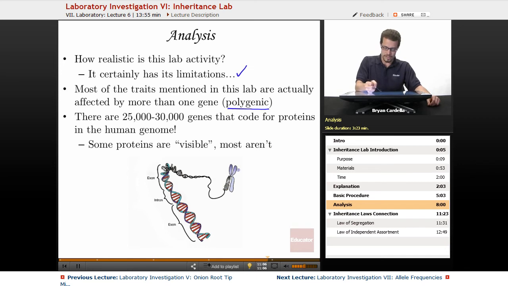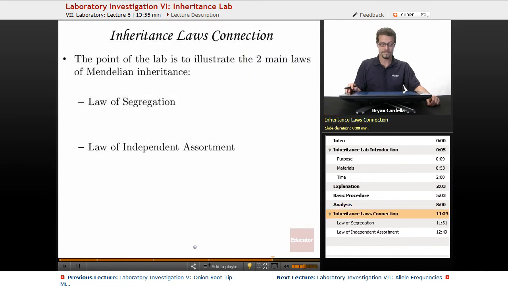I like this image. It's taking one of those condensed duplicated chromosomes and taking out the DNA from it so you can see that double-stranded molecule, the double helix, and bringing us back to that concept of exons and introns related to RNA processing. All right, inheritance laws connection. So the point of the lab is to illustrate the two main laws of Mendelian inheritance.